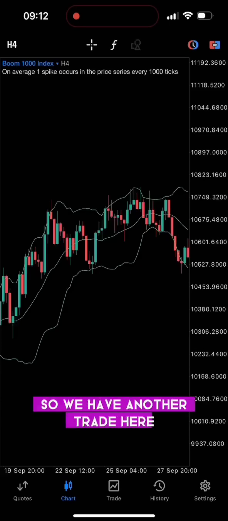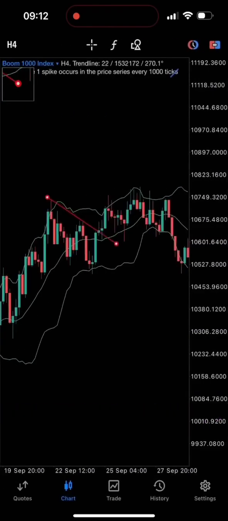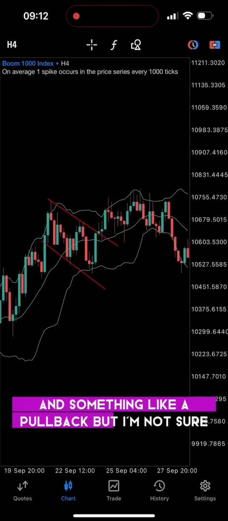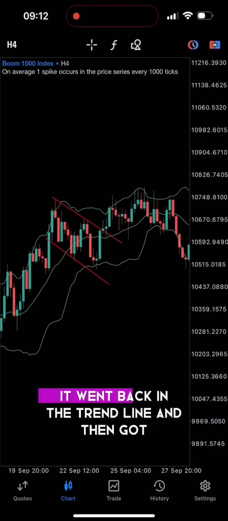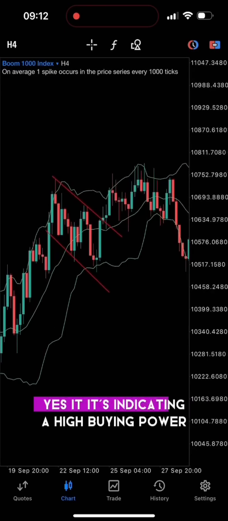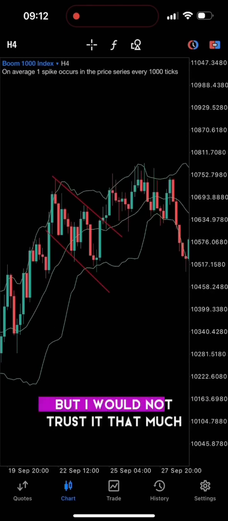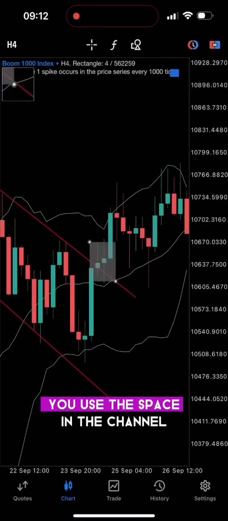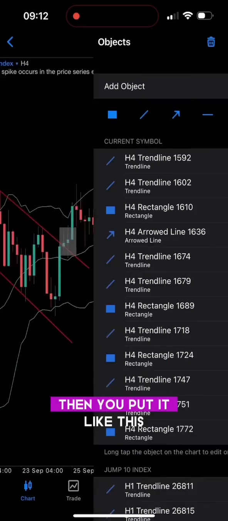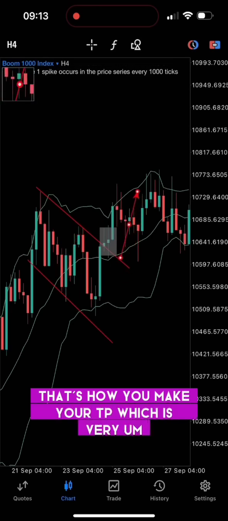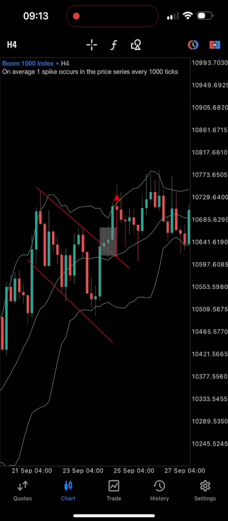So we have another trade here. There was a breakout, right? And something like a pullback, but I'm not sure. It went back in the trend line and then got up, right? Yes, it's indicating a high buying power, but I would not trust it that much. So when you're using your TP, you use the space in the channel, then you put it like this. That's how you make your TP, which is very accurate, by the way.